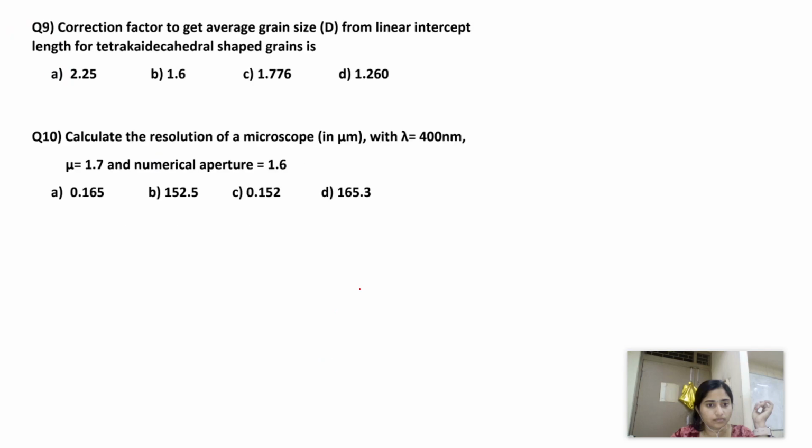Now, what is the correction factor to get the grain size from the linear intercept length for a tetrakaidecahedral shape grain? Anyone remembering the answer value? It will be 1.776. See, these are the earlier year assignment questions.